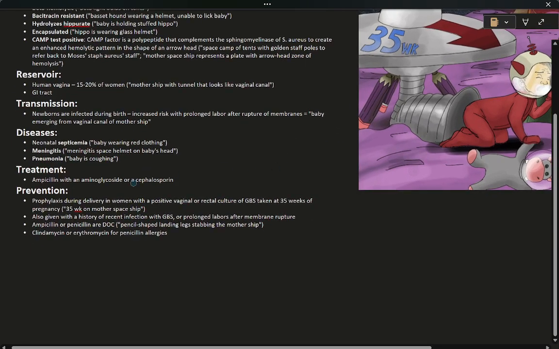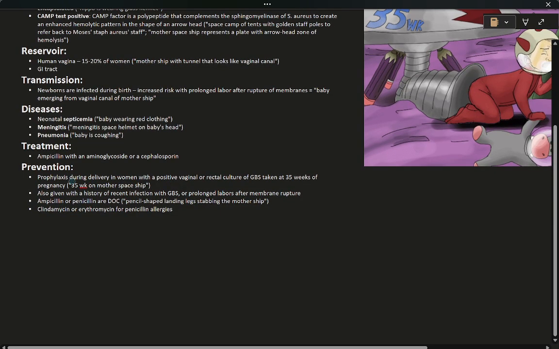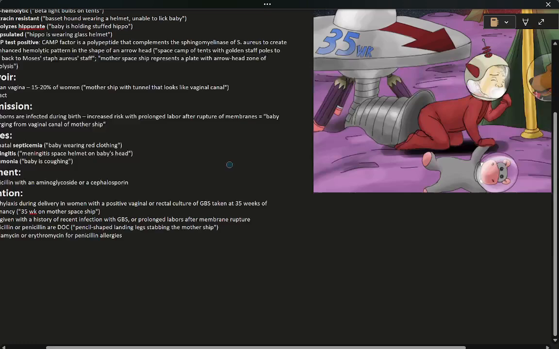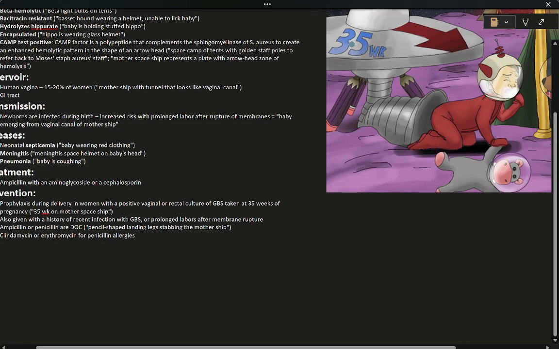And then for treatment, you can administer ampicillin with either an aminoglycoside or a cephalosporin antibiotic. And for prevention, prophylaxis is important during delivery in women with a positive vaginal or rectal culture of the group B Streptococcus that happens to be taken at 35 weeks of pregnancy. And that's why on the mother spaceship we have the label that says 35 weeks.